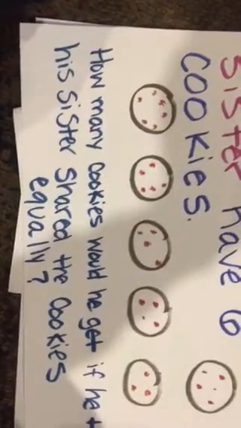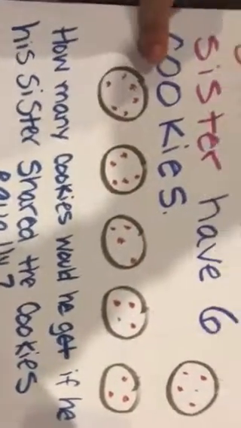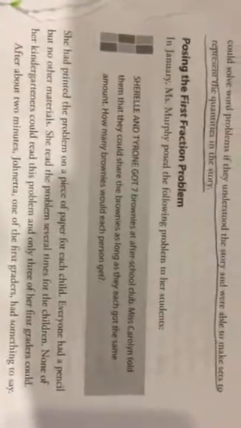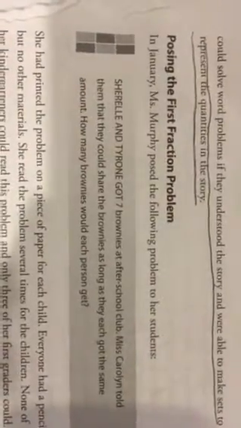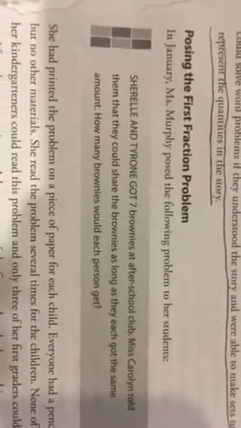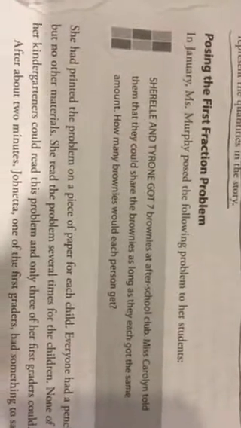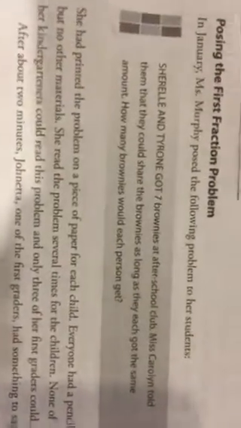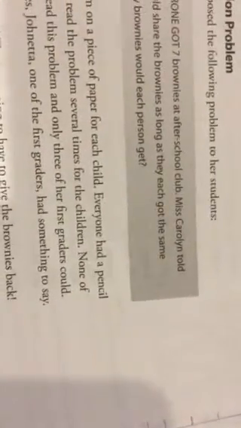When she sees the students have grasped this concept, she introduces the fraction problem. Sherelle and Tyrone got 7 brownies at an after-school club. Miss Carolyn told them that they could share the brownies as long as they each got the same amount. How many brownies would each person get? With some encouragement, children eventually come to the solution of having 1 brownie without the need for explicit instruction. By the end of the year, the majority of the class can provide an answer for situations where an odd number of items is shared between 2 people.